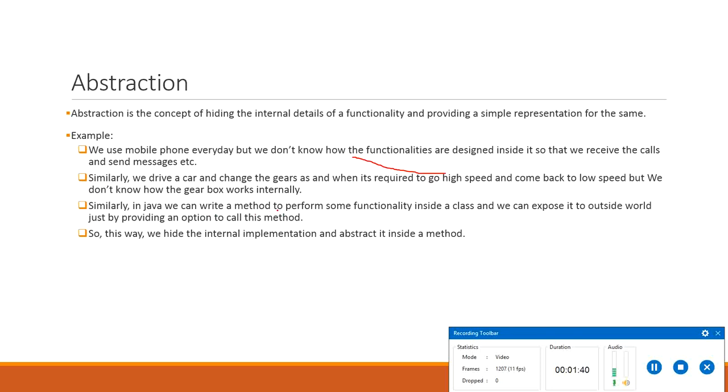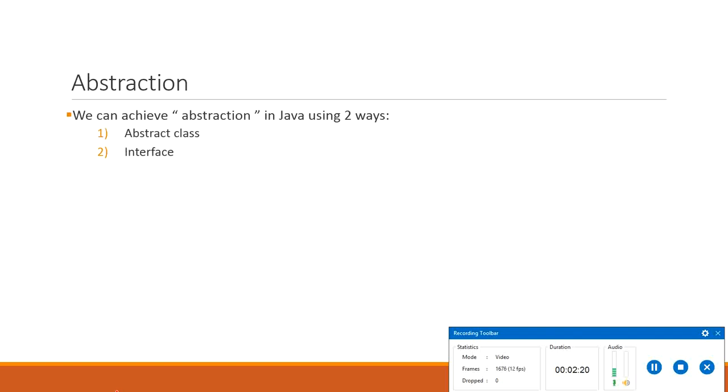Similarly, in Java, we can write a method to perform some functionality inside a class, and we can expose it to the outside world just by providing an option to call this method. Now, the method which we have created inside a class is hidden from the user. We are just calling the method from the outside world, and it will do the required function. In this way we hide the internal implementation and abstract it inside a method. There are many more methods which use the abstraction principle. So how abstraction is used in Java, we are going to talk about it.